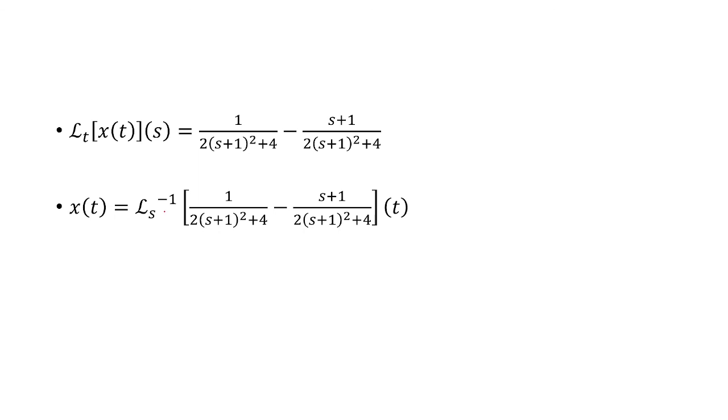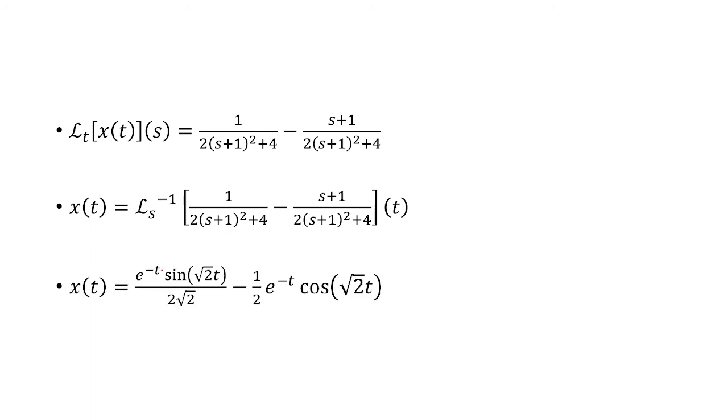And now I can apply the inverse Laplace transform to both sides. I solve for x of t. And on the right, we have e to the negative t times sine of square root of 2 t over 2 root 2, minus 1/2 e to the negative t times cosine of square root of 2 times t. And this is my answer.